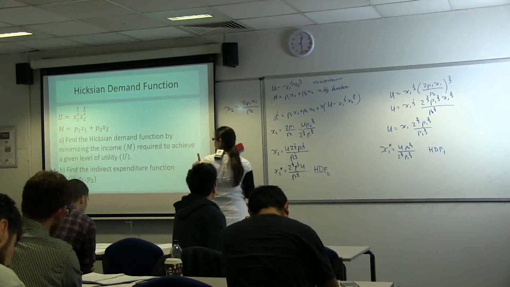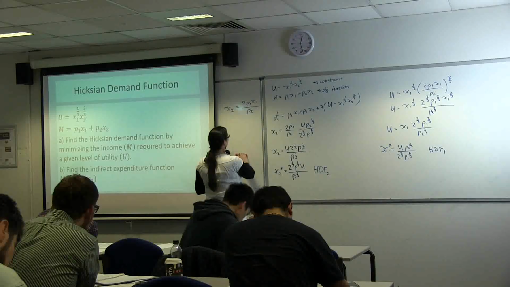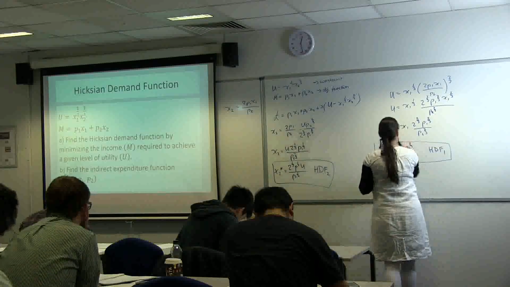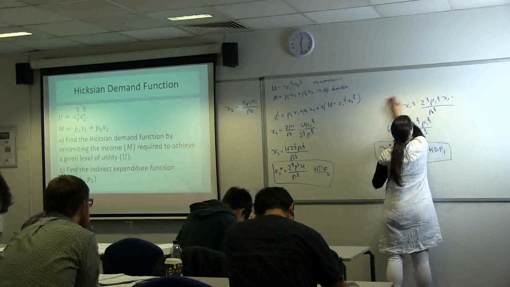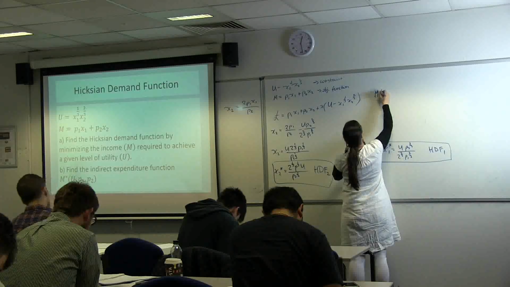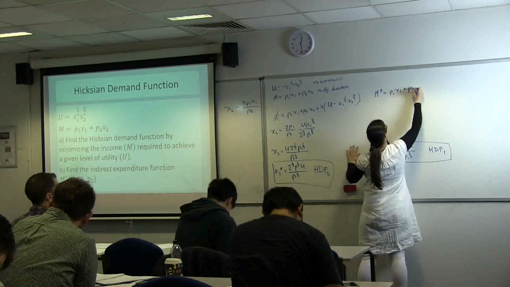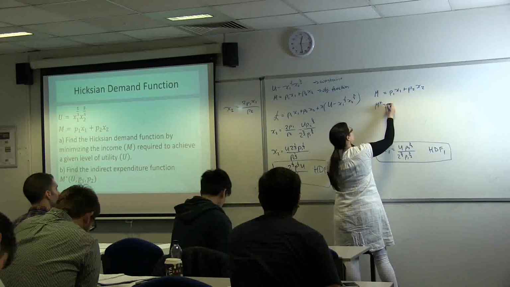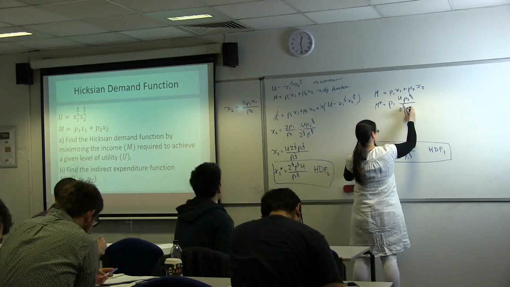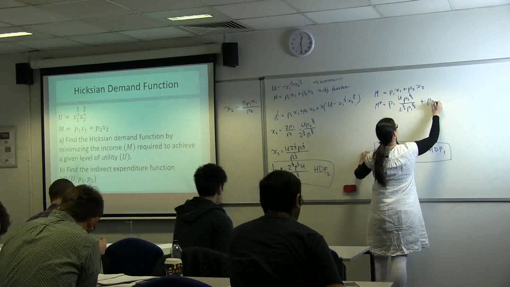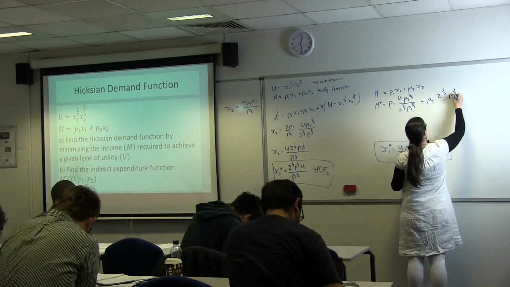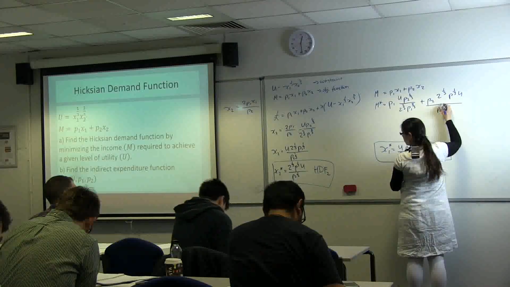Okay, one last question is find the indirect expenditure function. So I need these two. And what will be my indirect expenditure function then? So m star will be p1x1 plus p2x2, so that's m. M star will be p1 u p2 to the 2/3 over 2 to the 2/3 p1 to the 2/3 plus p2 times x2 star, which is 2 to the 1/3 p1 to the 1/3 u over p2 to the 1/3.